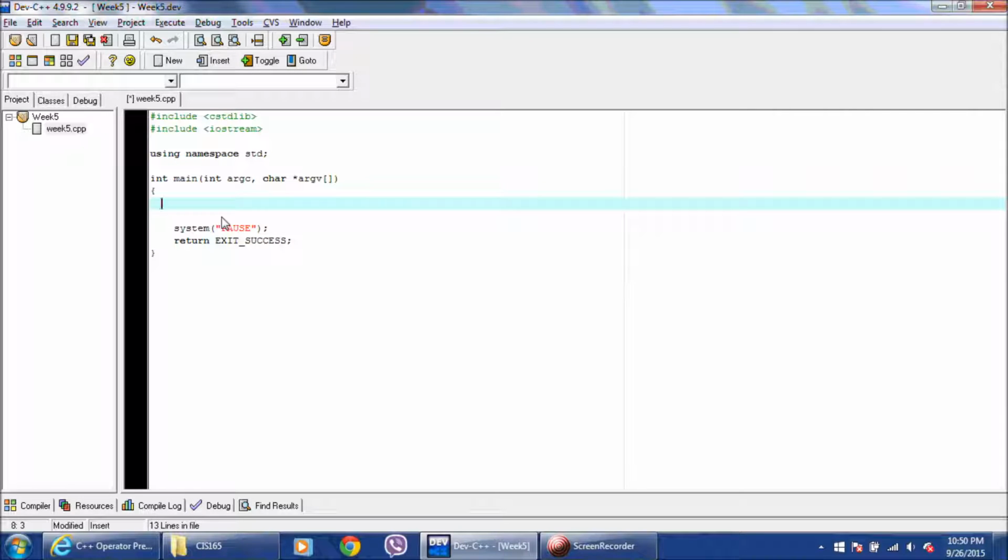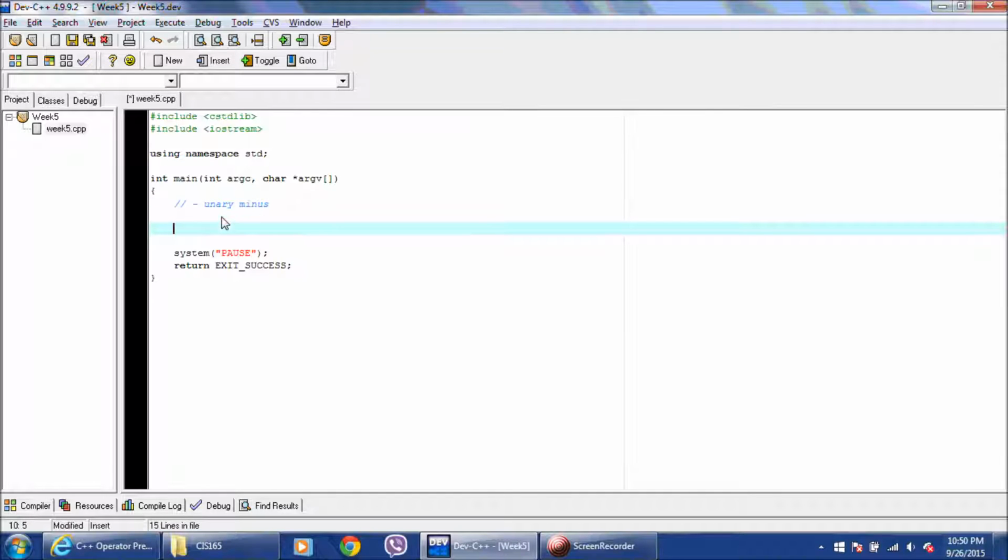Let's go over the unary operators. First one is the unary minus. Okay, that just negates a number.